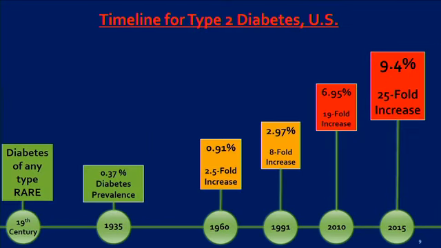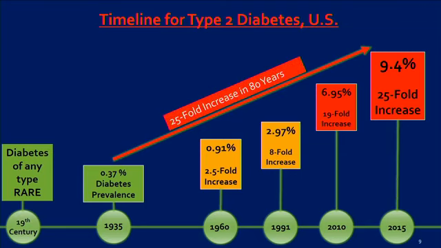Type 2 diabetes. We know that diabetes of any type was rare in the 19th century and for all of history prior. 1935, it's rising, 0.37%. Notice it continues to rise. Up to 2015, we're at 9.4%. So in a period of 80 years, there's a 25-fold increase in diabetes.